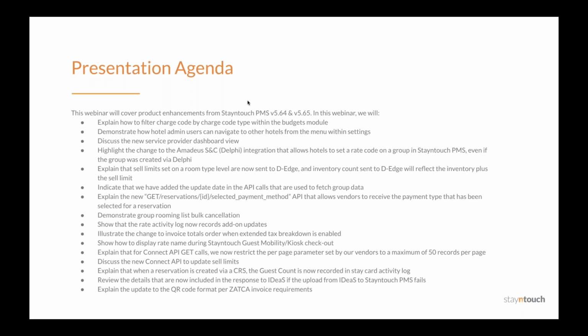Explain that when a reservation is created via CRS, the guest count is now recorded in the Stay Card activity log. Review the details that are now included in the response to ideas if the upload from ideas to Stayntouch PMS fails. And finally, we'll explain the update to the QR code format per ZATCA invoice requirements.